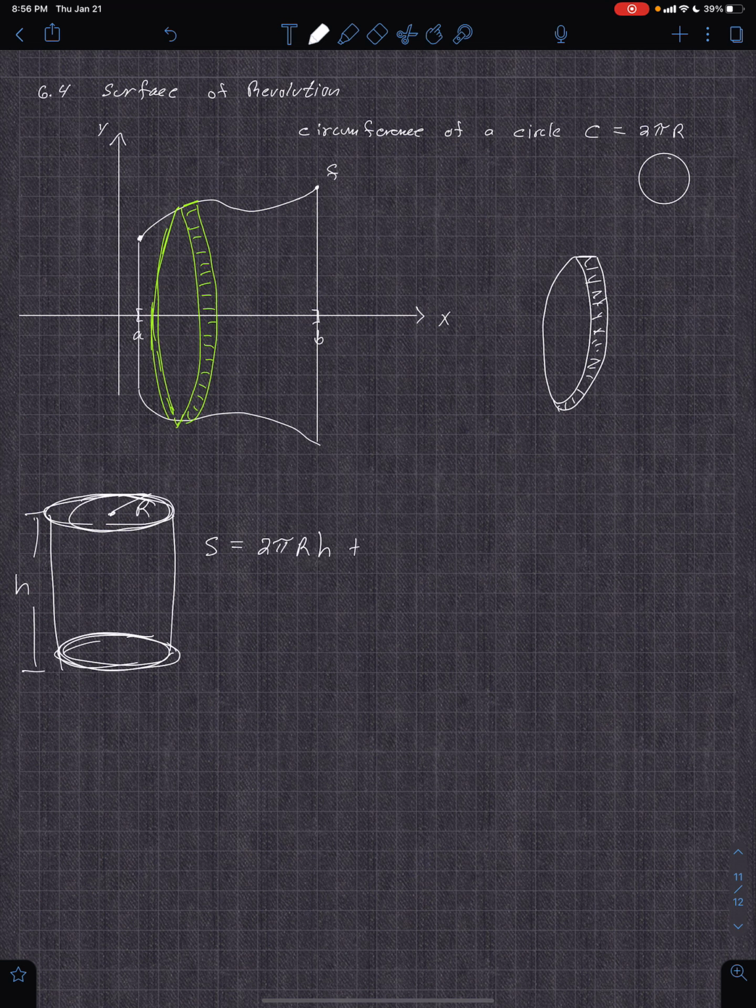And then you add the area of the two bases. So what's the area of a circle? It's pi r squared, but you have two of them. So it's 2 times pi r squared. But we're not interested in that area of the circle at all. We're interested in just the outside piece. So we're not looking at this at all.